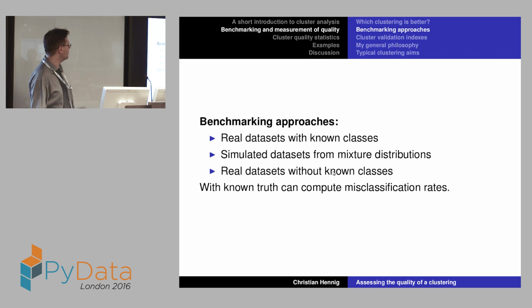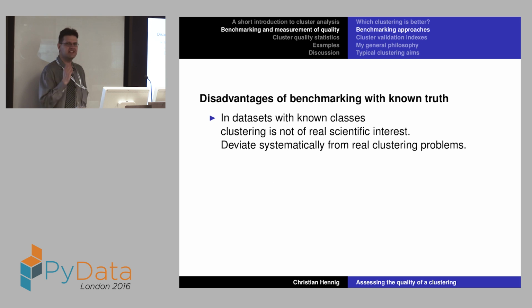Or we could use real datasets without known classes. Now you will think about why would one think about the last, because if we know the truth, we actually can compute misclassification rates, so that would be easy then to compare clusterings. However, there are some disadvantages of benchmarking with known truth. Namely, in datasets with known classes, clustering is actually not of real scientific interest, right? Why would we want to find the classes that we already know?